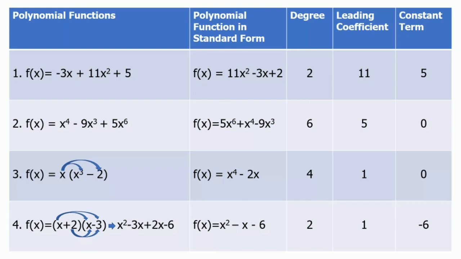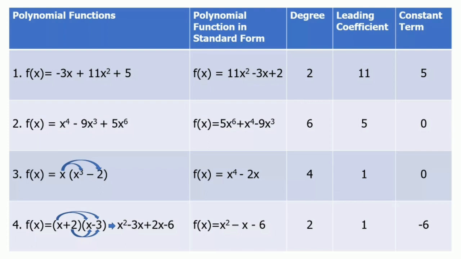Let's proceed to number 3. f of x is equal to x times the quantity x raised to 3 minus 2. As you can see, the given polynomial is in factored form. So we will distribute x to x raised to 3 minus 2. We have x times x raised to 3 is x raised to 4, and x times negative 2 is negative 2x. So the standard form of the polynomial function is f of x is equal to x raised to 4 minus 2x. The degree is 4, the leading coefficient is 1, and the constant term is 0.